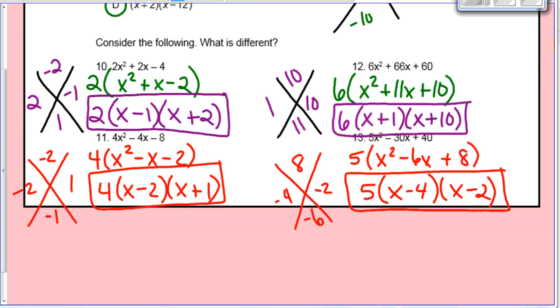Alrighty, here's your answers. So number 11 was 4 times x minus 2 and x plus 1. And 13 was 5 times x minus 4 and x minus 2. It's not going to be correct if you forget to take out that greatest common factor. So make sure that you do that first and foremost on every single problem. If it looks like there's a greatest common factor between all the terms, you have to take that out first no matter what. Alrighty, let me know if you have any questions.